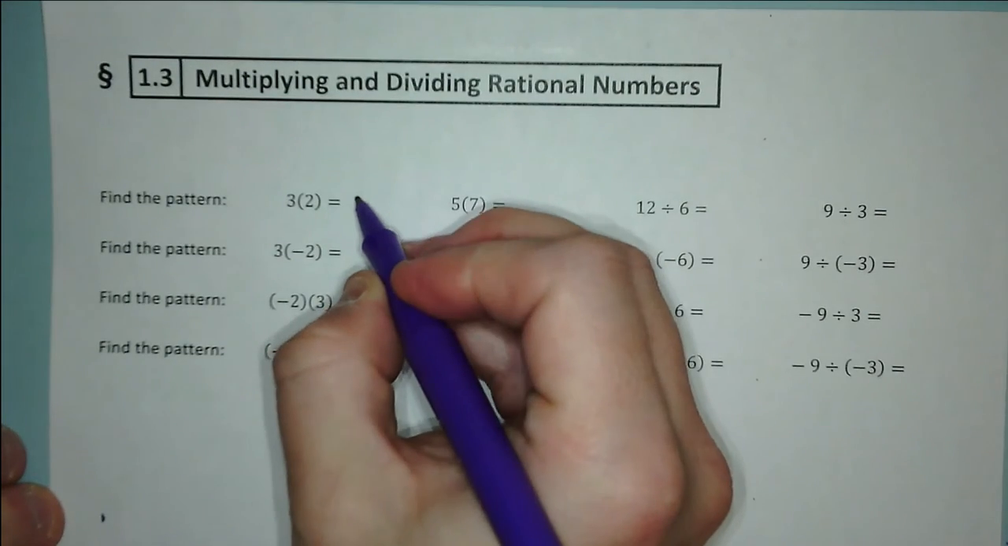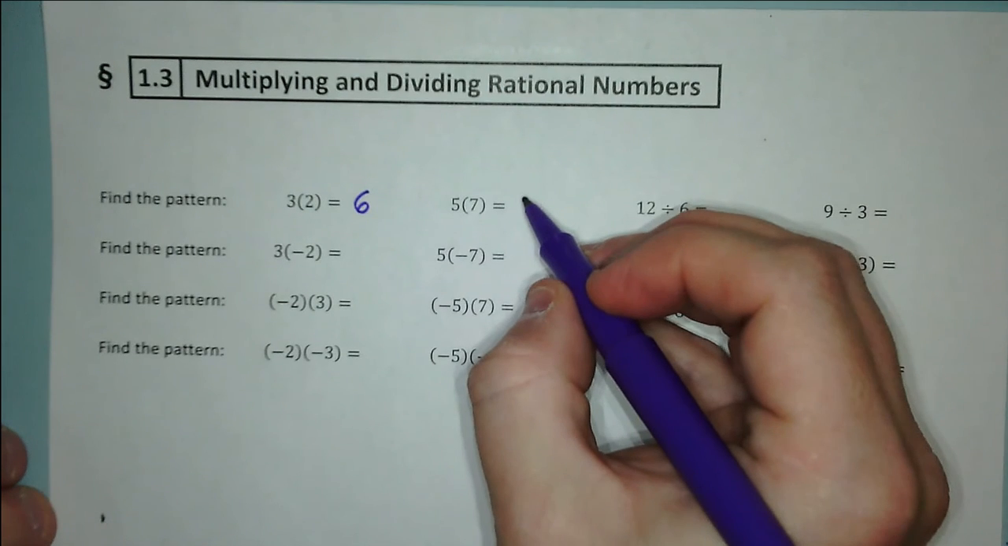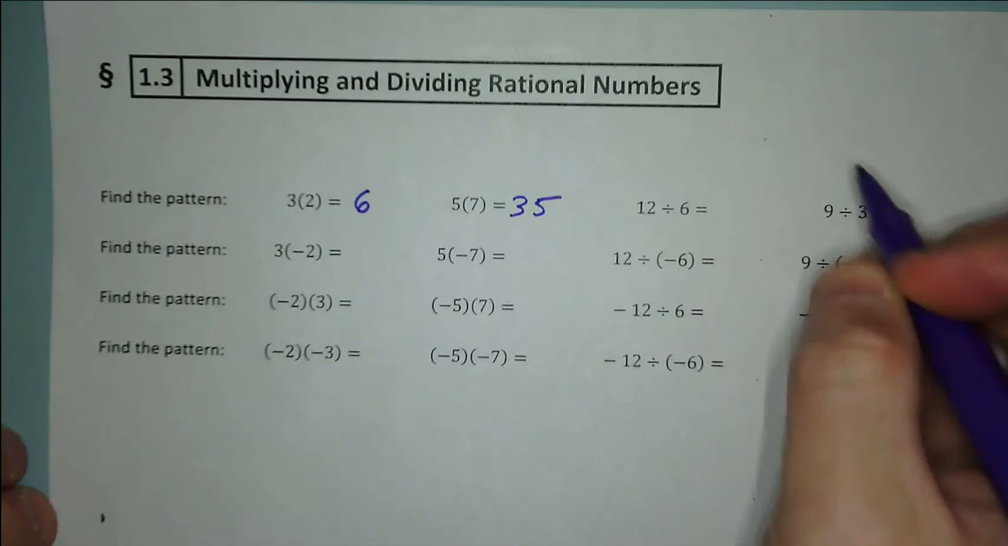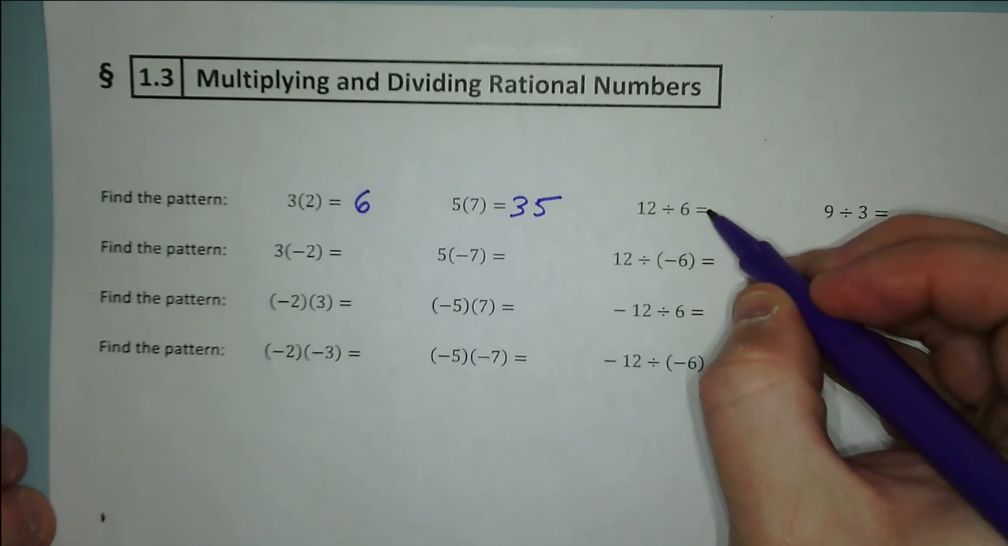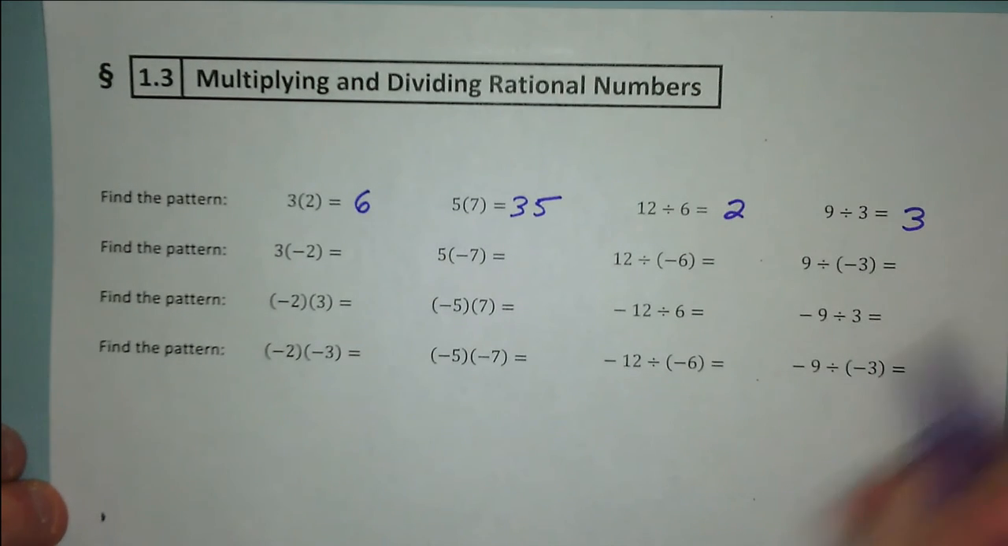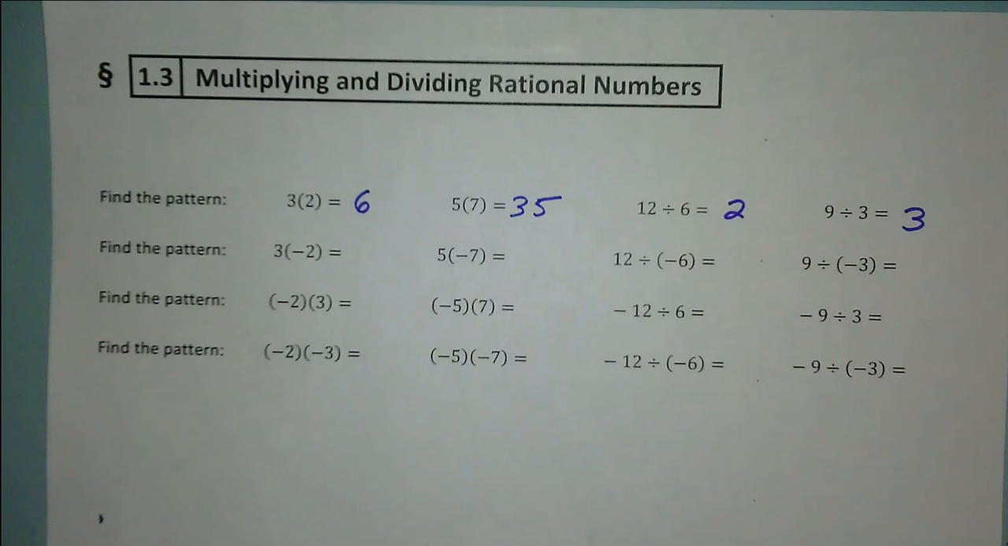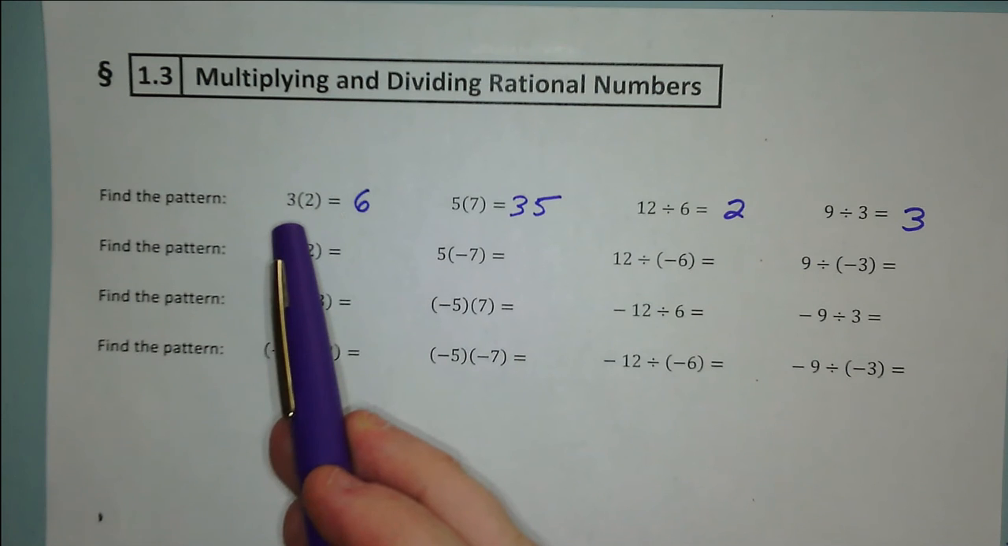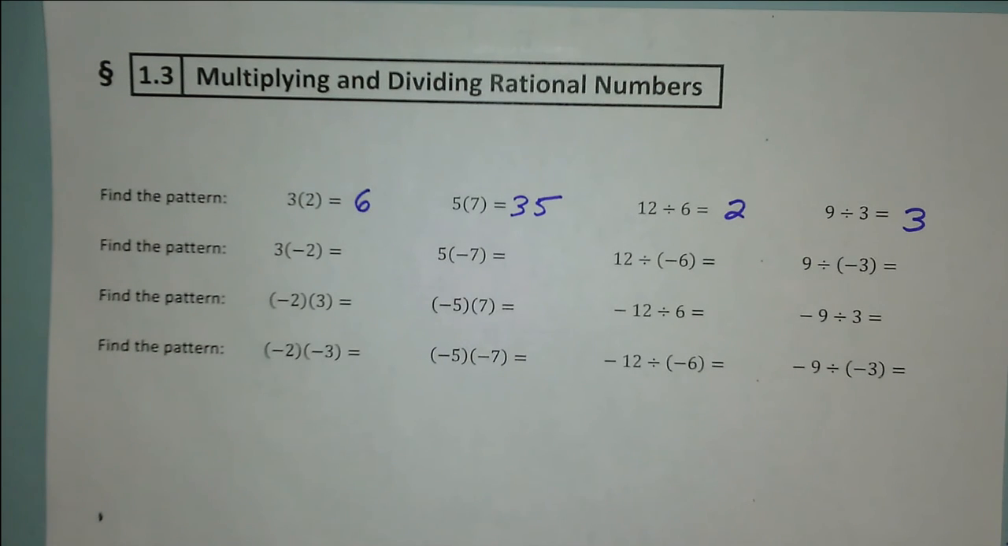Find the pattern. 3 times 2 is 6. 5 times 7 is, that's right, 35. 12 divided by 6, that should be 2 if I'm not mistaken. And 9 divided by 3 is 3 again. That's just going back to second grade, maybe third grade. No tricks there because it's a +3 times a +2, like you've been doing since second or third grade. Hopefully knowing your times tables. But if you're weak on your times tables, that's unfortunate, I have to say.